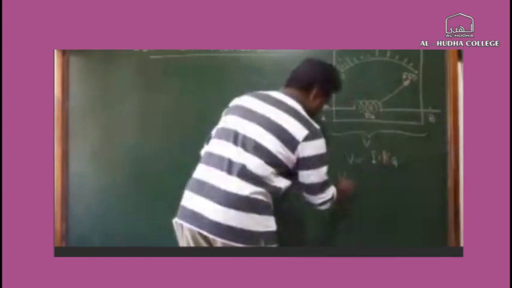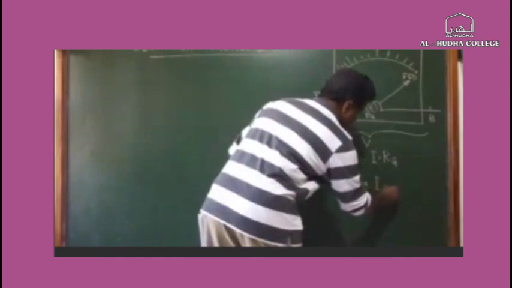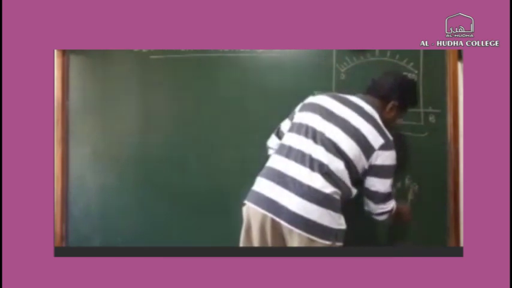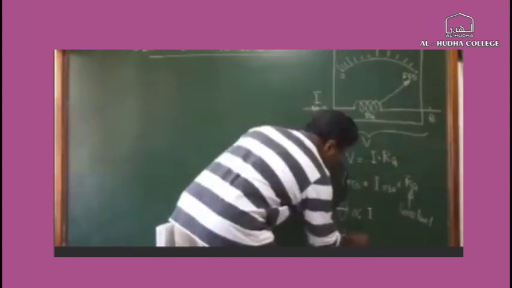So at full scale deflection, VFSD equals IFSD, the full scale deflection current, into Rg. Now we know that Rg is constant, right? So because Rg is constant, and since theta is proportional to I, theta is also proportional to V, because this is constant. Understand?